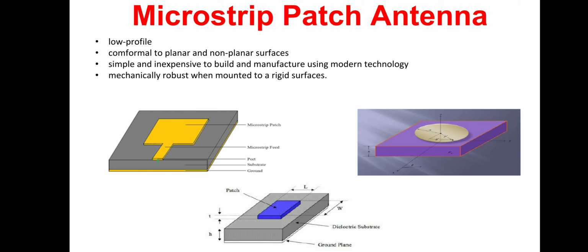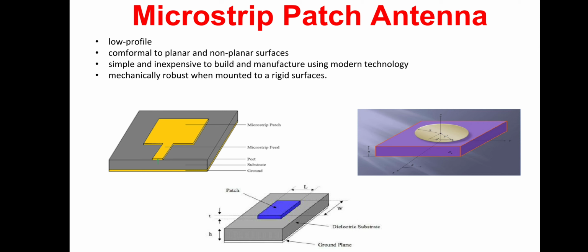Microstrip patch antenna is very low profile and it is conformal to planar and non-planar surfaces. It is also a very simple structure and very cheap to manufacture using modern technology. It is mechanically robust when mounted on rigid surfaces.